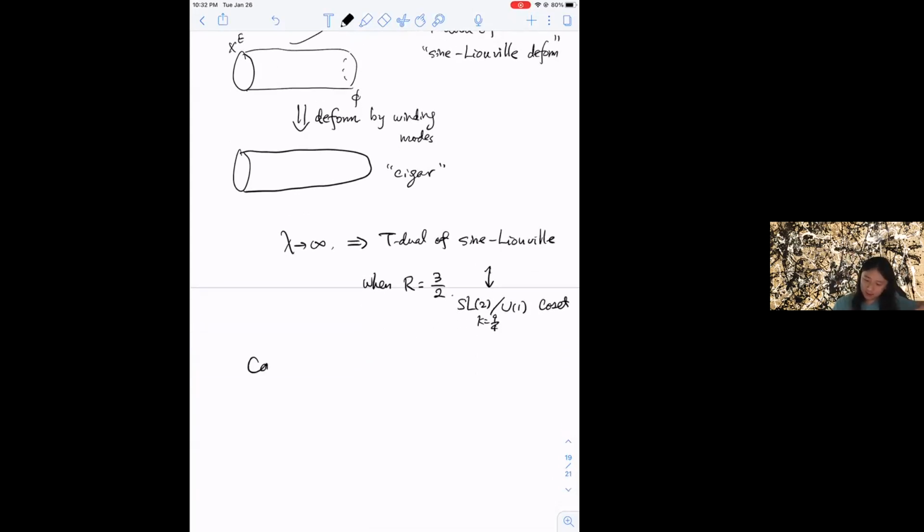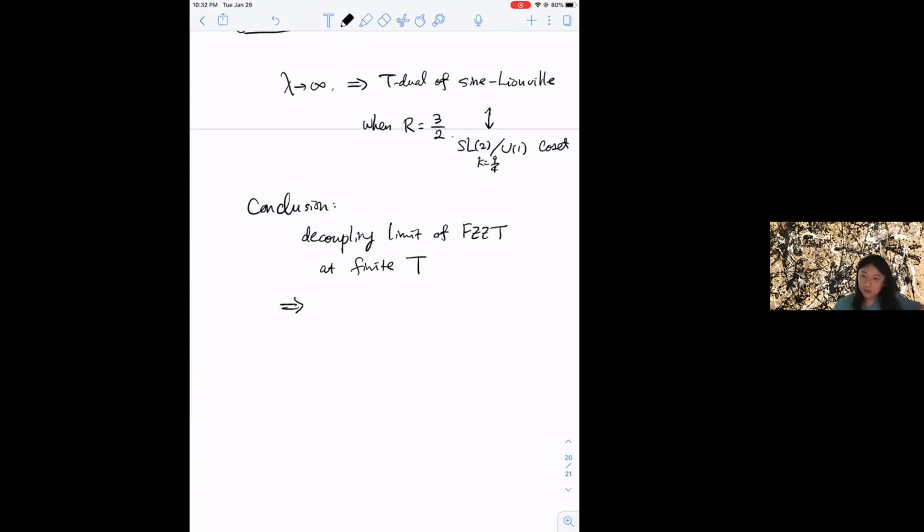Okay, so let me summarize. The conclusion is that the decoupling limit of FZZT at finite temperature leads to some thermal background of the closed string theory, interpolating between the vacuum and this T-dual of sine Liouville, which is what I call the Euclidean black hole. So this is finite temperature, above some critical temperature.